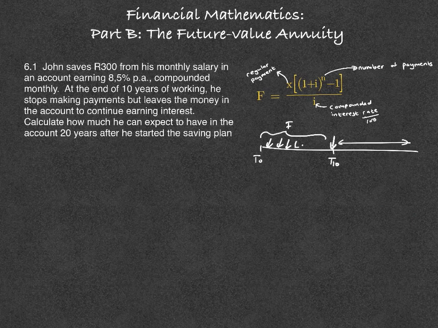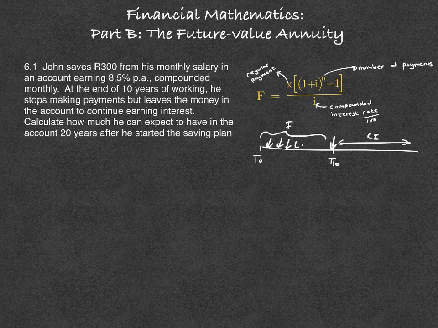grow with compound interest, of course. So that will just grow. So that's just compound interest there. Okay, do you understand? So the future value annuity is only for the first 10 years, and after that, it's just going to be compound growth, like we did in section A. Okay, let's look at this.